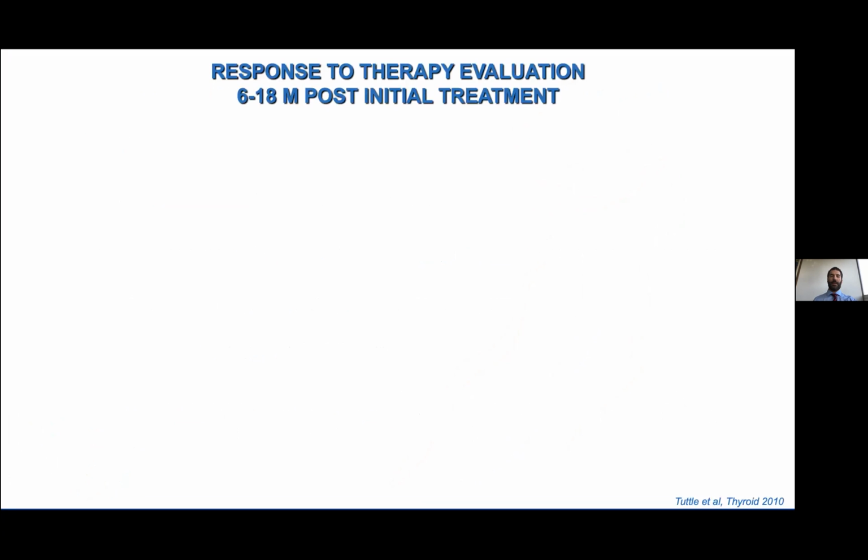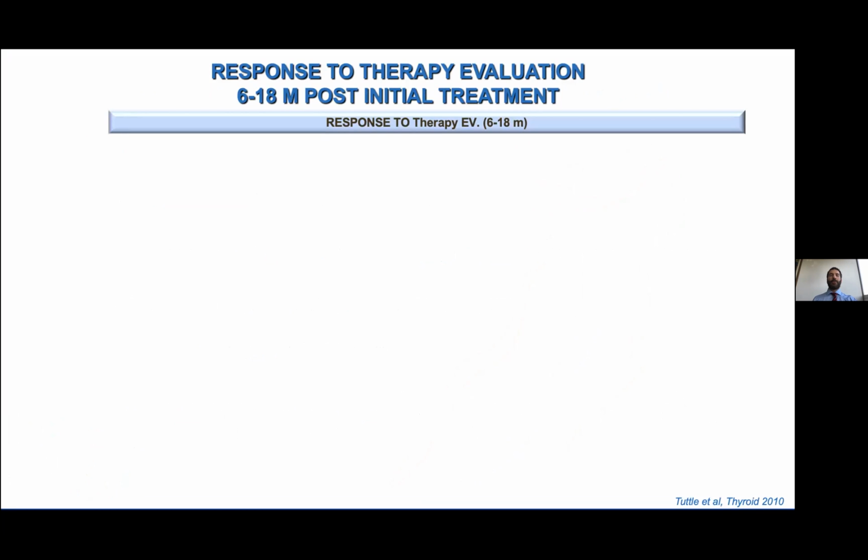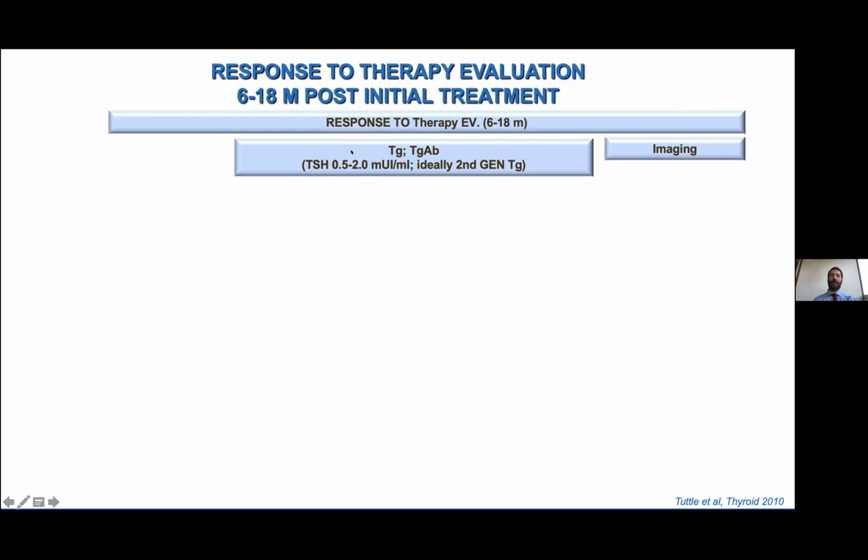So after this initial evaluation, we have to update the risk of recurrence of the patient using an evaluation that should be performed 6 to 18 months after the initial therapy. We have to use thyroglobulin, thyroglobulin antibodies and imaging. Thyroglobulin, as I said before, using levothyroxine with TSH between 0.5 and 2, and when the risk of recurrence is higher, lower TSH, and ideally with second generation thyroglobulin. For imaging, we will always use ultrasound at that time, and we can use, as I said before, other imaging depending on the risk of recurrence and other features of the case.